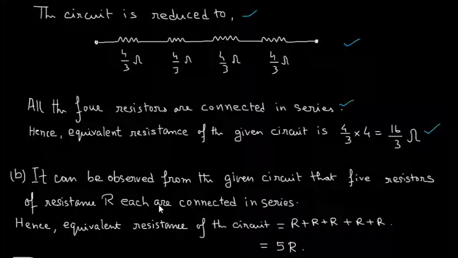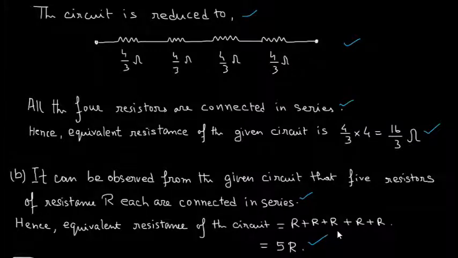Part B. It can be observed from the given circuit that 5 resistors of resistance R each are connected in series. Therefore, equivalent resistance of the circuit is R + R + R + R + R, that is 5R. Let us see the next problem.